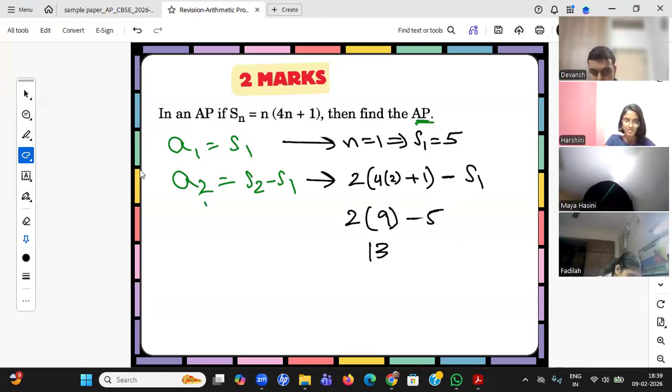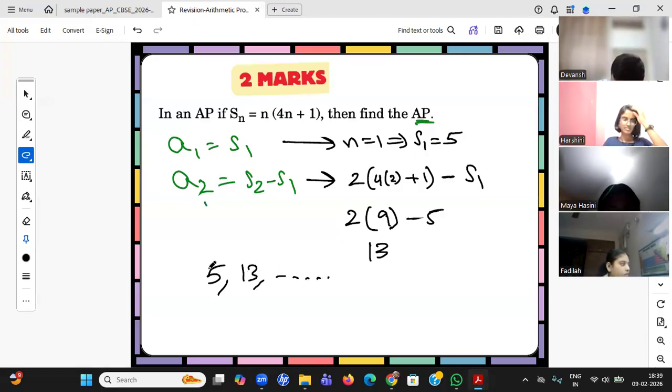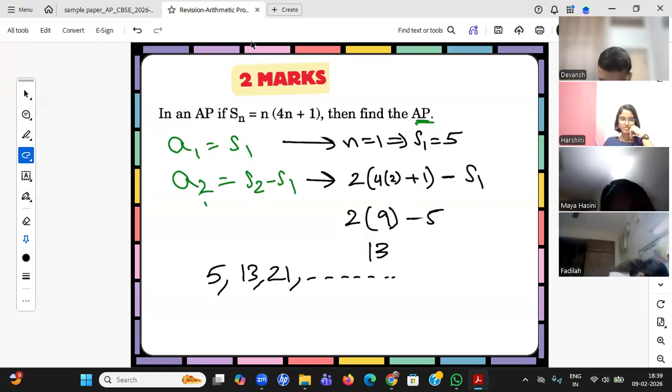Then if a slight mistake is there, check, student. Maya, right answer. Narendran, right answer. Harshini, right answer. So my A1 is 5, my A2 is 13, and it goes on. Now you have a common difference, right? So what is the common difference? 13 minus 5. Common difference is 8. So you just add 8 and go ahead, 21, and the series goes on.